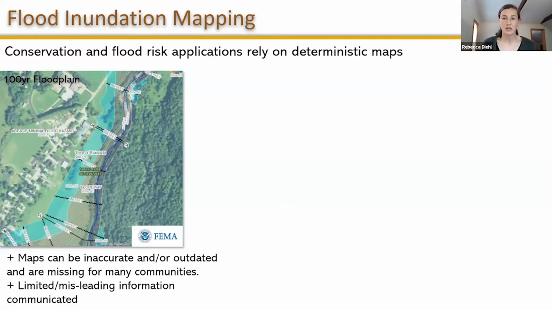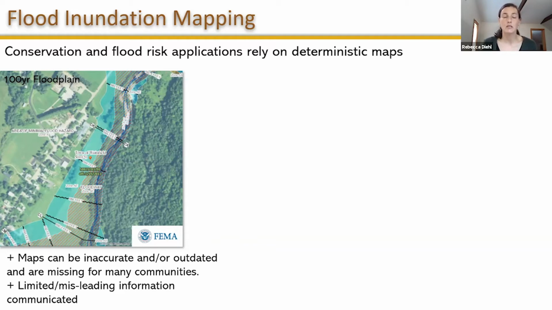The information communicated with this type of map is limited. It's really only telling us potentially what's going on in the 100-year flood, not on more frequent floods or infrequent floods, or as these infrequent floods actually become more frequent. And there's also misleading information. I'll talk about this here in a minute.